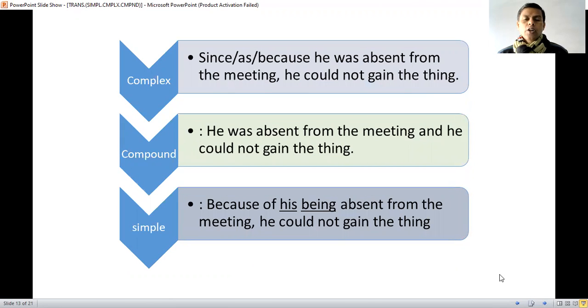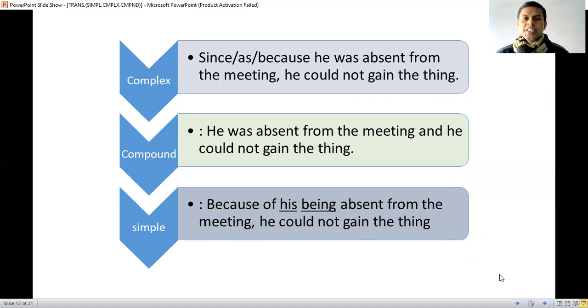Since, as or because: if there is since, as or because in a complex sentence, then in compound we use and, in simple we use possessive plus verb plus ing. Then follow the example.